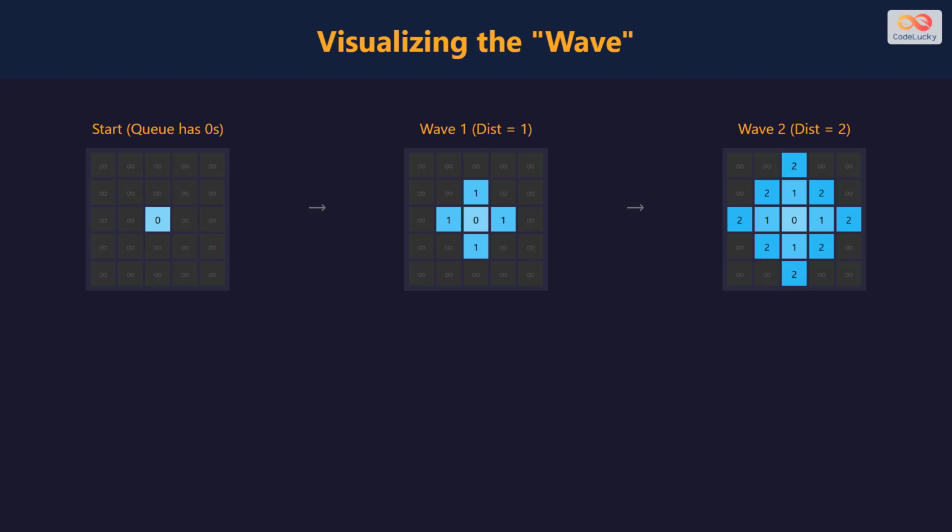Here is how it looks visually. In the first stage, our queue only has the zeros. In the next stage, all the immediate neighbors of those zeros get updated to 1. In the stage after that, the neighbors of the ones get updated to 2. The algorithm spreads like a wave layer by layer until the whole grid is filled.